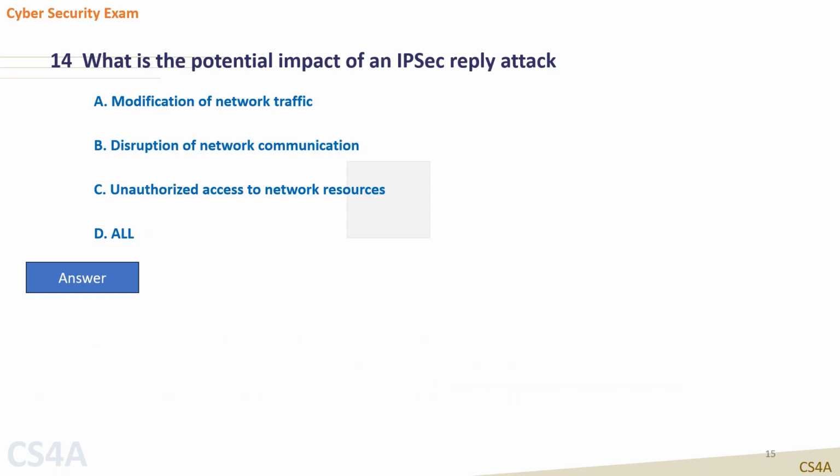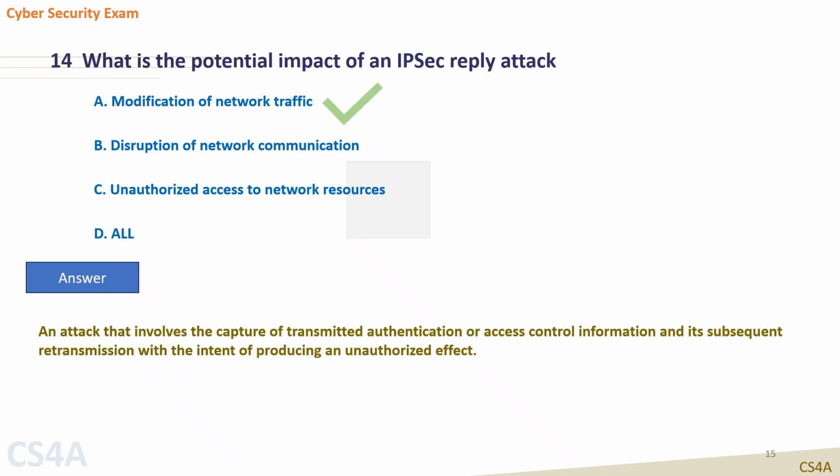So here the question is what is the potential impact of an IPsec replay attack? Okay, what is a replay attack? In a replay attack, the intruder captures the network packets and tries to retransmit them by modifying the packet information. That is a replay attack. What would be the impact of that modification of network traffic? The options are disruption of network communication and unauthorized access to network resources. So the potential impact is a modification of network traffic. That's the correct answer.